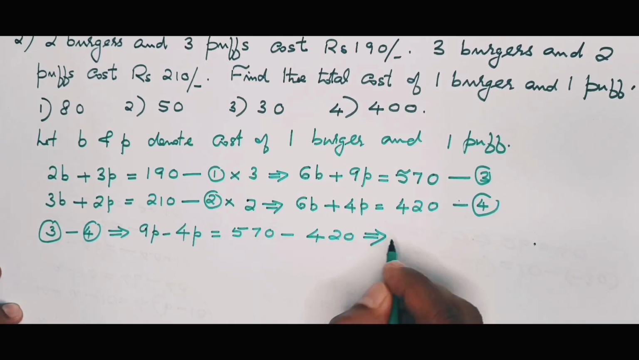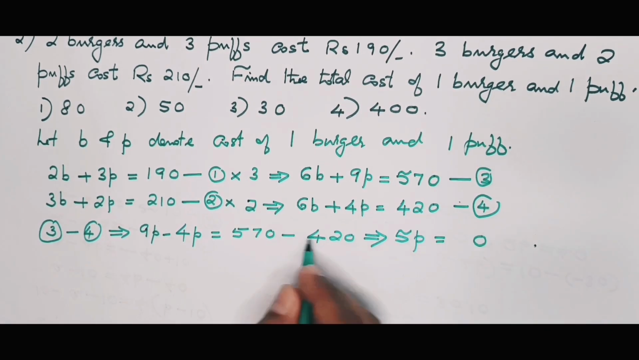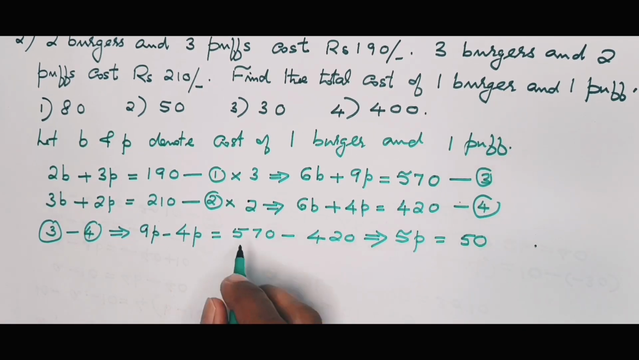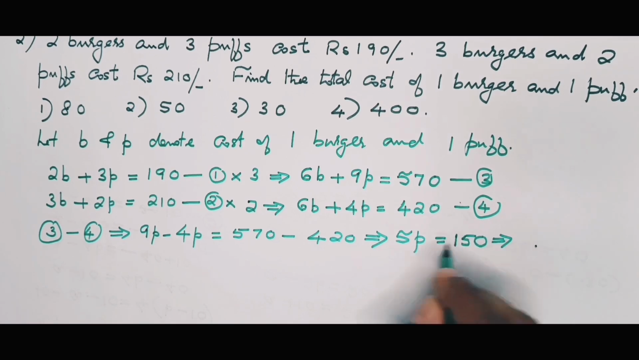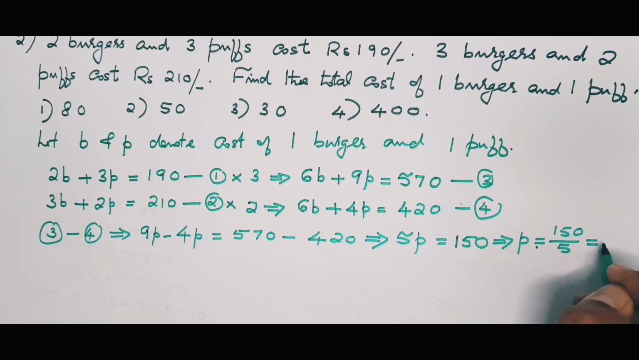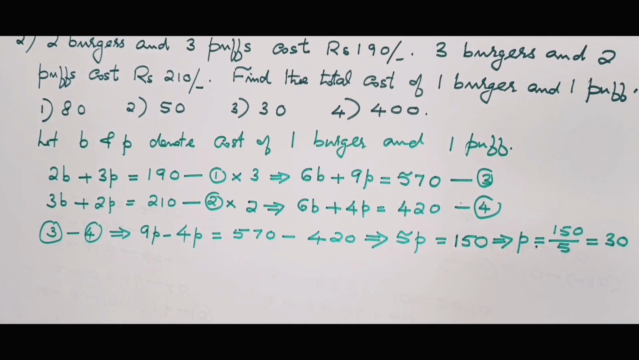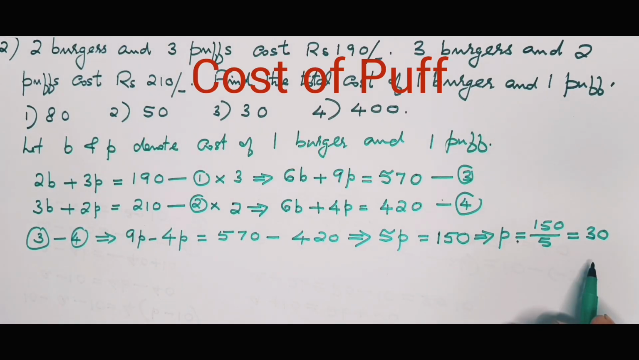9P minus 4P, 5P. 570 minus 420: 0 minus 0, 0. 7 minus 2, 5. 5 minus 4, 1. Now take 5 to the right side. 150 divided by 5. And on simplifying, you get 30. So we have found out the cost of P as 30.